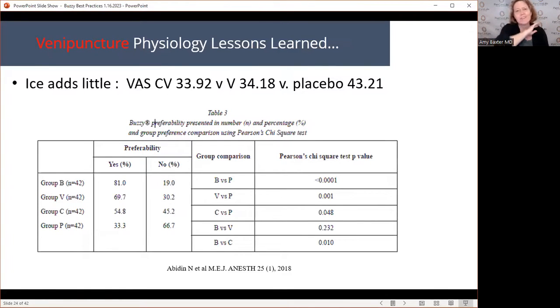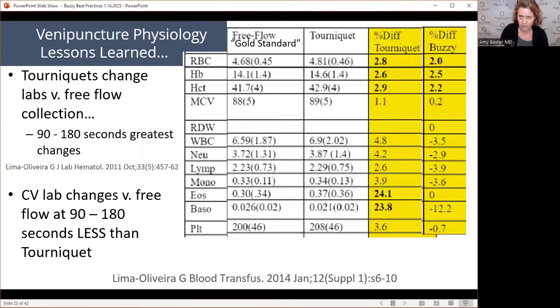Now, invariably, at some point, somebody says, oh, but doesn't Buzzy change lab values for venipuncture? So there was a 2013 study by a guy who was funded by a light. So it's a transilluminator where they didn't use a tourniquet. And this is a lot of inside baseball stuff. If you're doing this for injections, it just doesn't matter.